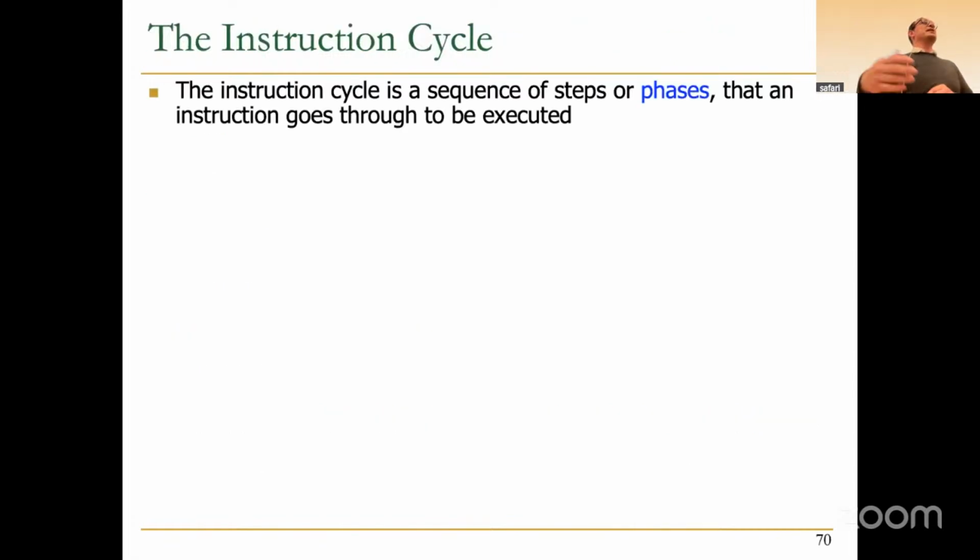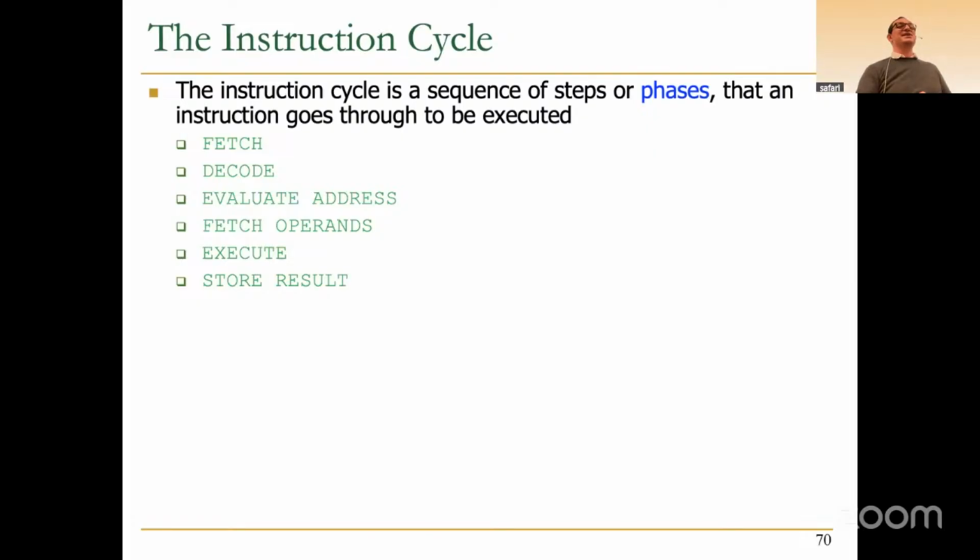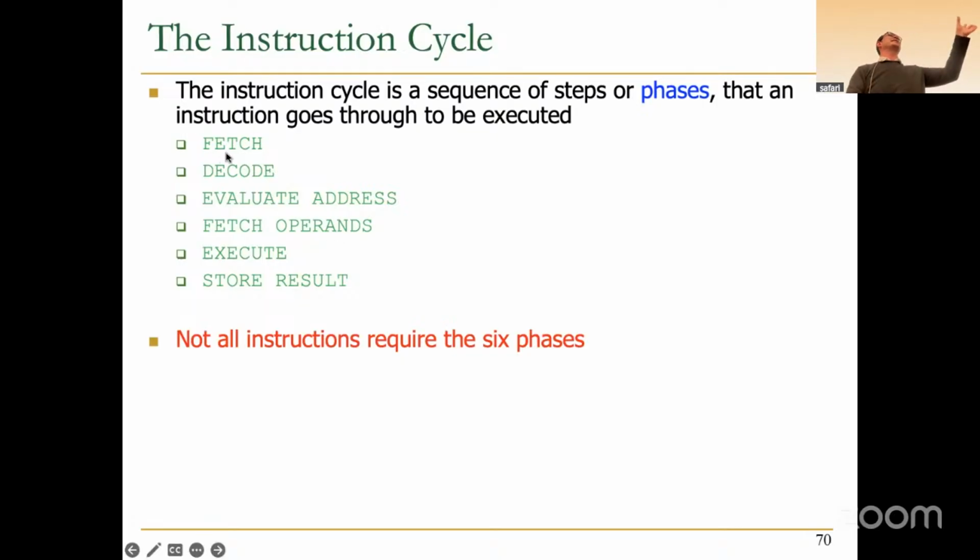Okay, so basically every instruction goes through a sequence of steps or phases to be executed. And these are the general cases: fetch, decode, evaluate address, fetch operands, execute, store result. These phases may not be needed in every instruction. Not all instructions require all the 6 phases. Every instruction needs to be fetched. You have a program counter, you need to fetch the instruction, you get the data bits of the instruction, and then you need to decode the instruction to figure out what the instruction is telling the machine to do. And then you need to evaluate the address so that you get the operands, and then you fetch the operands, you execute the instruction by doing something to the operands, and then you store the result.